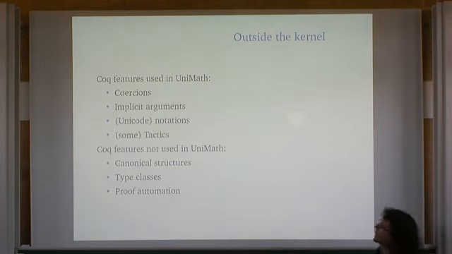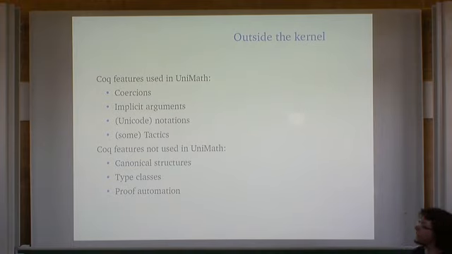Outside the kernel, we are using some of Coq's features, but not all of them. In particular, we make use of coercions, which are particularly handy for everything that is abstract algebra. Implicit arguments are important. We have a lot of Unicode notation and other notation. And we use Coq's tactic language, but we try to restrict ourselves to tactics that are extremely simple. In particular, as you see here, we don't have any proof automation. We try to avoid that. We also avoid canonical structures and type classes.